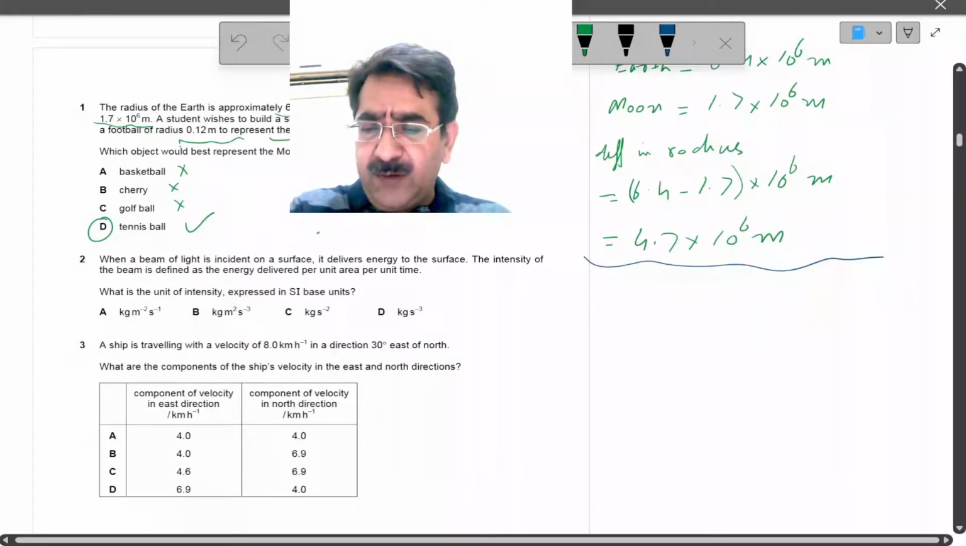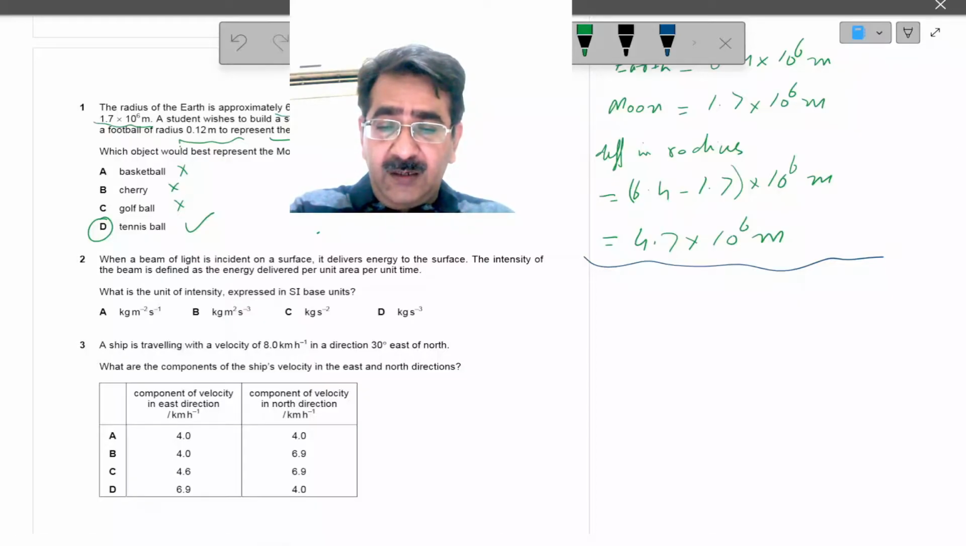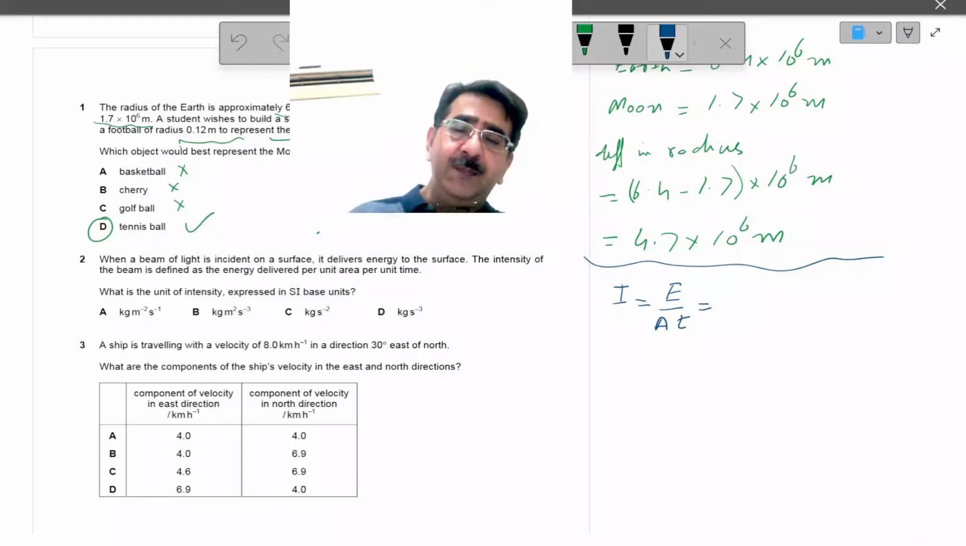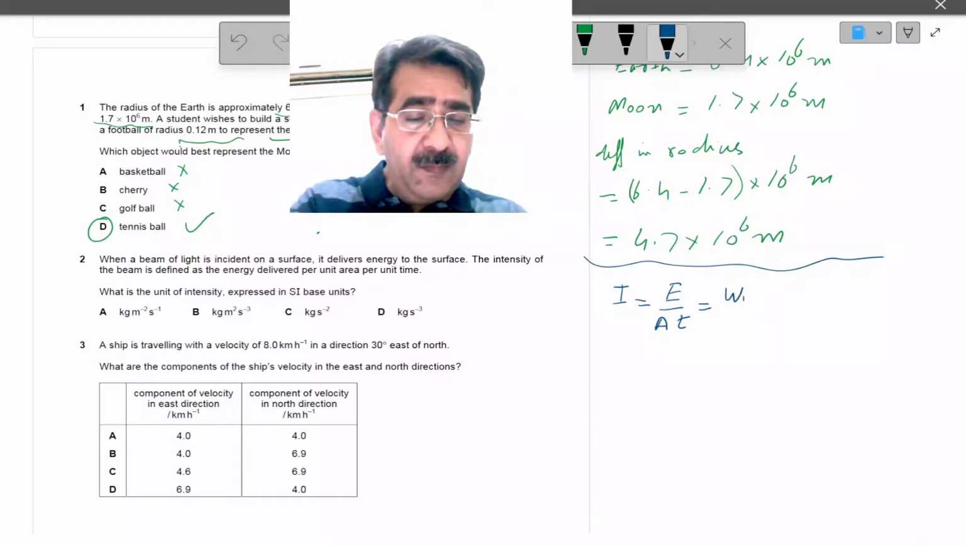Question number two: when a beam of light is incident on a surface, it delivers energy to the surface. The intensity of the beam is defined as energy delivered per unit area per unit time. According to the given data, intensity is energy per unit area per unit time. As we know that work represents energy, I may replace energy with work, and A represents the area, T represents the time.